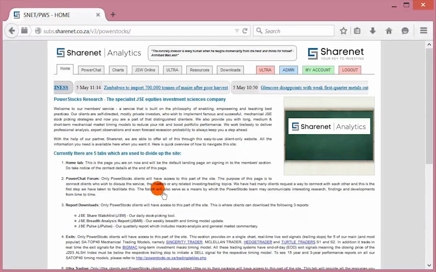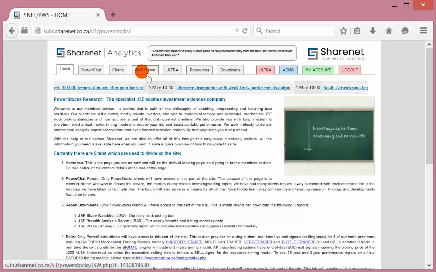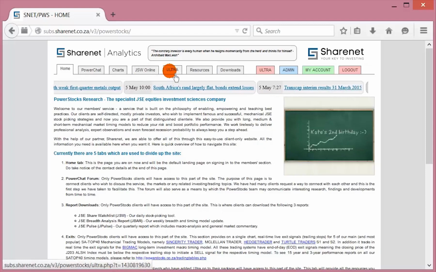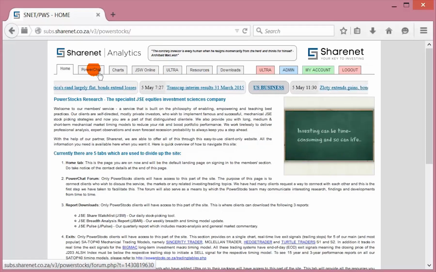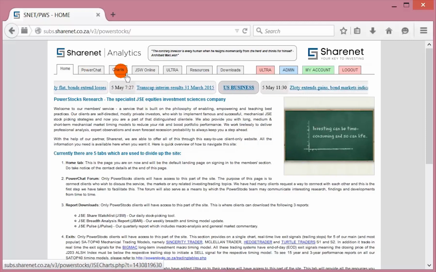So very briefly, we are going to cover 5 main elements here, which are the charts, JSE Online, which is a system we use to find and provide the best times for purchasing individual shares for trading or investment purposes, Ultra, which is our market timing system for aggressive traders, as well as resources, downloads, and our community forum system, which is Power Chat. Let's dive straight into the first port of call, which is the charts menu.